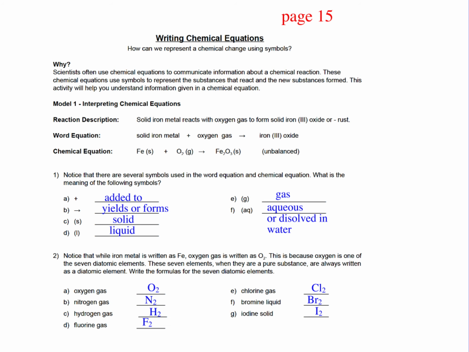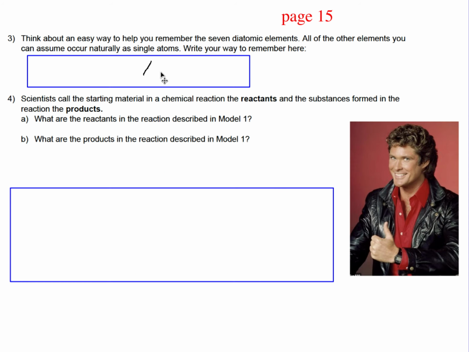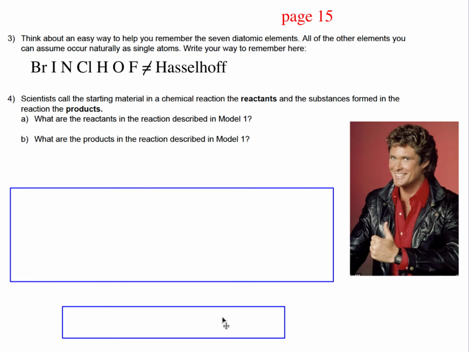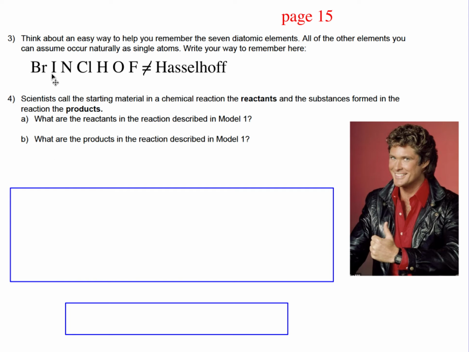All right, so let's move on to page 15. We're talking about the 7 diatomic elements. How do you remember it? We said, who's this guy? This is David Hasselhoff, but we've been calling him David Brinkelhoff. So Brinkelhoff, BrINClHOF: bromine, iodine, nitrogen, chlorine, hydrogen, oxygen, and fluorine. Those are your diatomic elements.